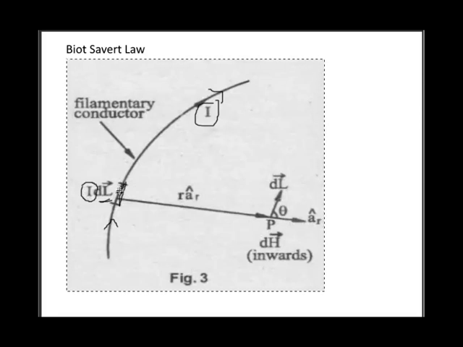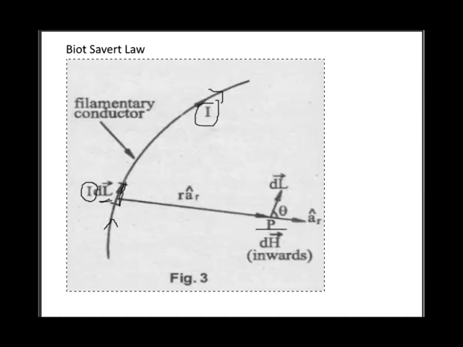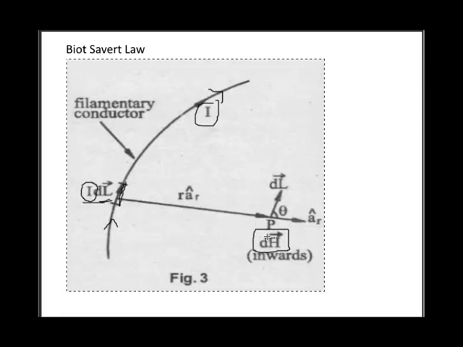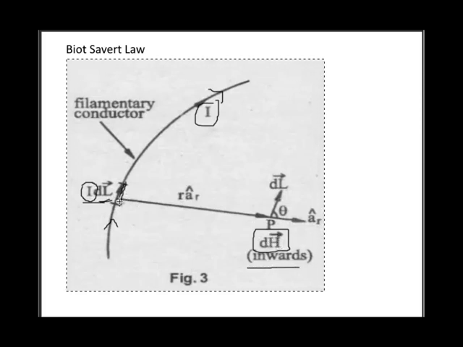And now we can find the magnetic field due to the differential current element. It is denoted as dH. dH is the magnetic field intensity produced due to the differential current element I dl. The direction of dH is inwards, it is marked here as inward. It can be obtained with the right hand rule.